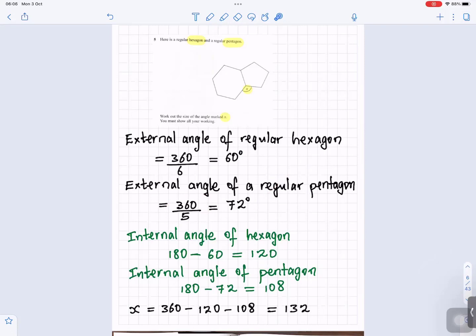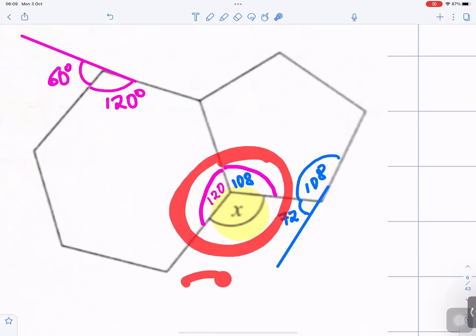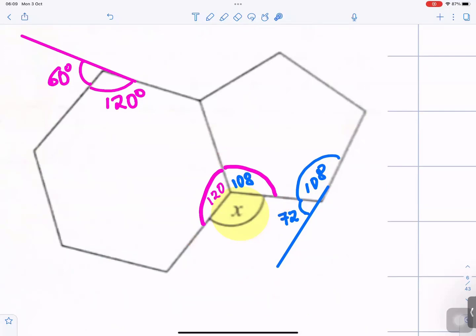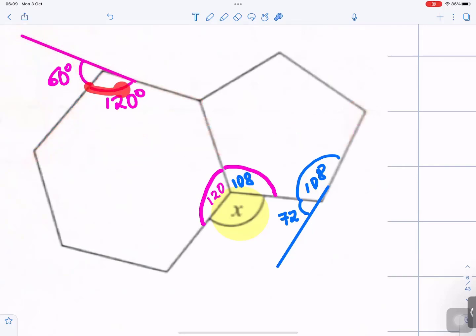And if the external angle is 60, the internal angle will be 120. So this is what's happening here. If you go around this circle I've put in red, it's 360 degrees. Let's look at this hexagon. If the external angle is 60 degrees, looking at this straight line, 180 minus 60 gives you 120 degrees. So this internal angle is 120. This is 120, this is 120.